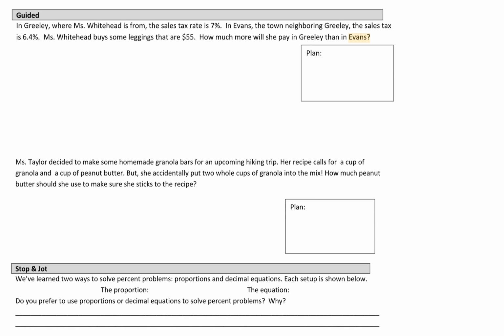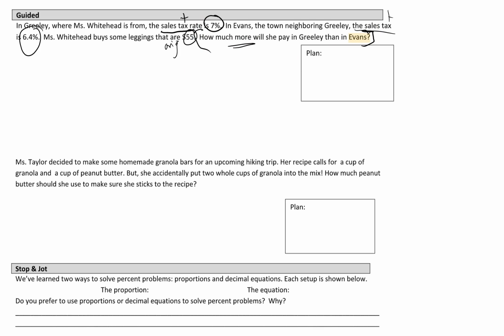In Greeley, where I am from, the sales tax rate is 7%. If we think back to, again, Unit 5, taxes are an increase to our price. In Evans, the town neighboring Greeley, the sales tax, again an increase, is 6.4%. This whitehead, me, buys some leggings that are $55. If this is their cost to start, this is my original. I want to know how much more will she pay in Greeley than in Evans.